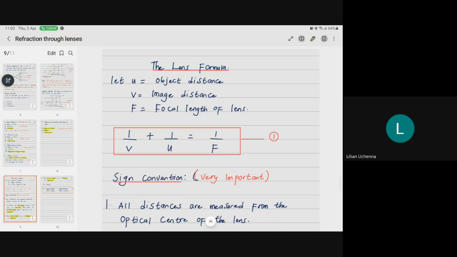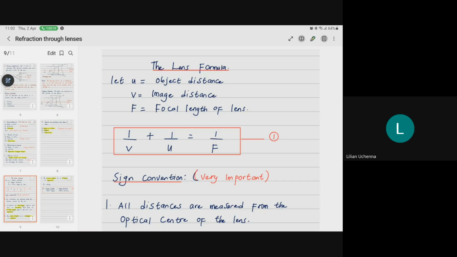Now, let's look at the lens formula. The lens formula is similar to the mirror formula, but you have to pay attention to the sign convention. In the lens formula, the convention matters a lot. You don't just assume anything you want to assume.